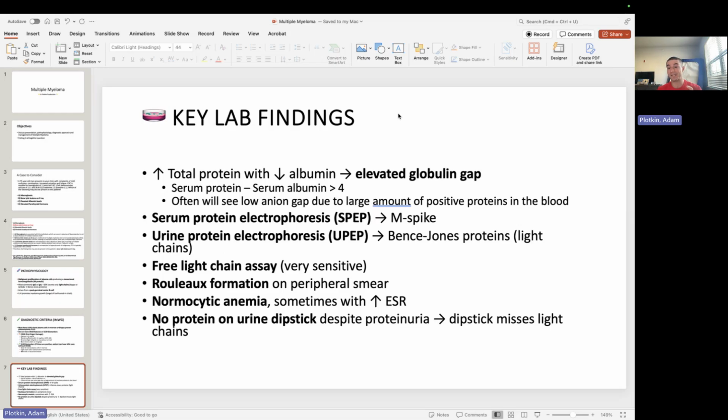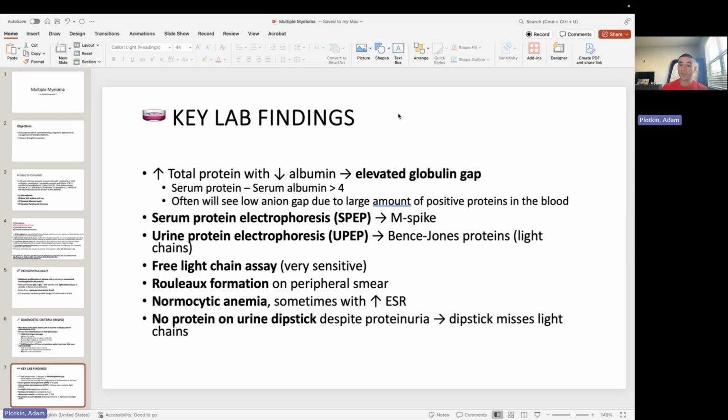But what happens is we have a huge amount of monoclonal gammopathy going on, a large amount of these positively charged proteins sitting in my blood. What ends up happening is it lowers the anion gap. So these patients may have an anion gap of like 4. They may have an anion gap of like 1. Heck, they may even have a negative anion gap, which, right, it can happen.